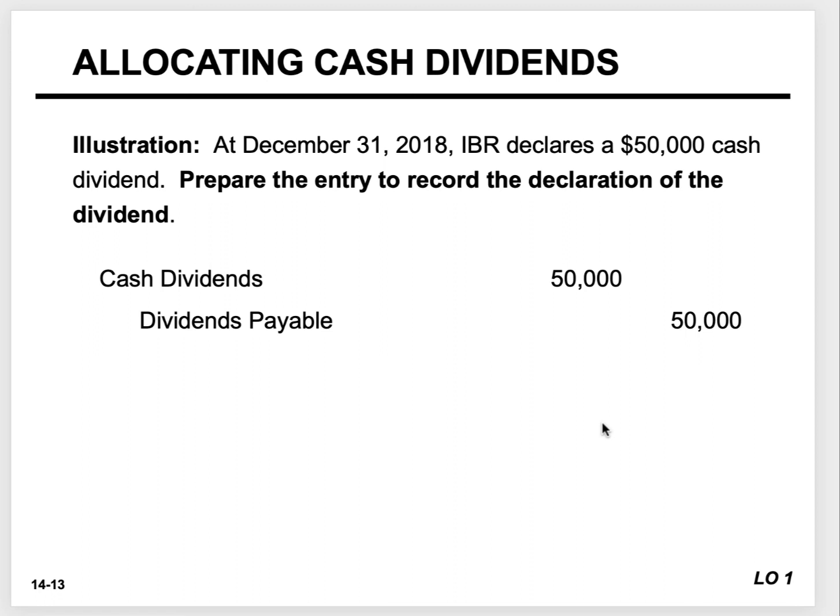Well, pretty simple, right? On December 31st, 2018, since we declared the dividend, what do we have? We have a legal obligation, so we have to do a journal entry. We are going to debit cash dividends for $50,000. We're going to credit dividends payable of $50,000. That's on December 31st, 2018.